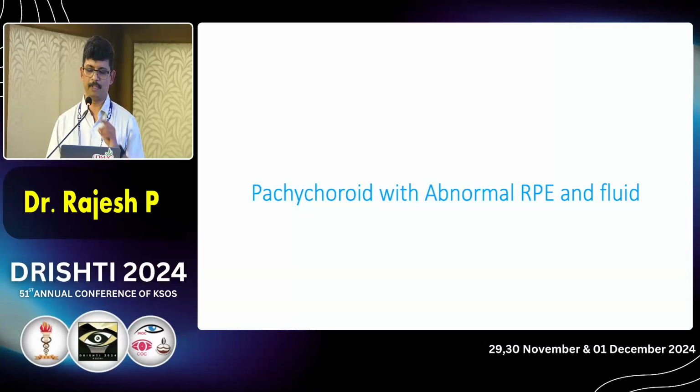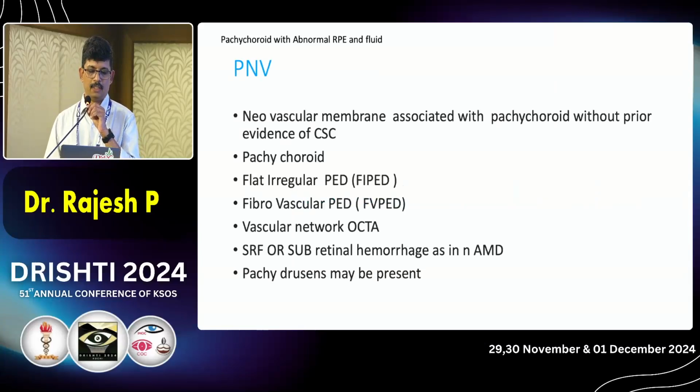Now, pachychoroid with abnormal RPE and fluid. We'll start with pachychoroid neovasculopathy. How will you differentiate this from other neovasculopathies? This is a type 1 neovascular membrane that you see in a patient with a pachychoroid. Unlike neovascular AMD, it is not associated with soft drusen. Most of the time, it may be associated with pachydrusen. These patients will have a flat irregular PED to begin with, or sometimes they can also progress to develop a fibrovascular PED.